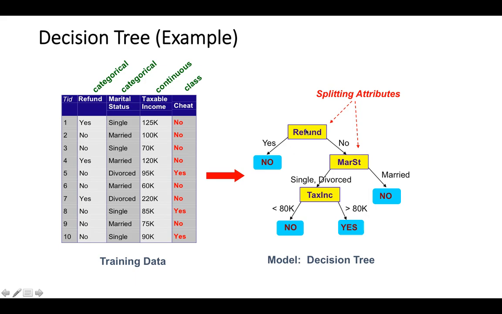For instance, you can split along the refund. If the refund is yes, he's not a cheat. If the refund is no, then you can look at marital status, and if he is married, then he or she is not a cheat. And then you classify along this attribute, which is the taxable income. If it is less than 80,000, no, or if it is greater, yes. So this is one of the decision trees that you can make.